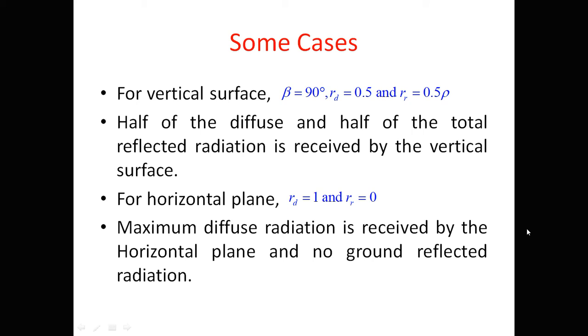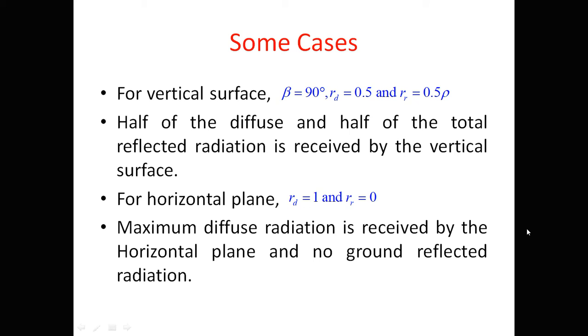So finally Rr will be 0.5, Rd will be 0.5 and Rr will be 0.5 rho. That means, what does it mean? So half of the diffuse and half of the total reflected radiation is received by the vertical surface. Okay, that is the case of this. So here there is no beam radiation and only diffuse radiation is there, and the remaining half will be the reflected radiation, that too by the diffuse radiation.